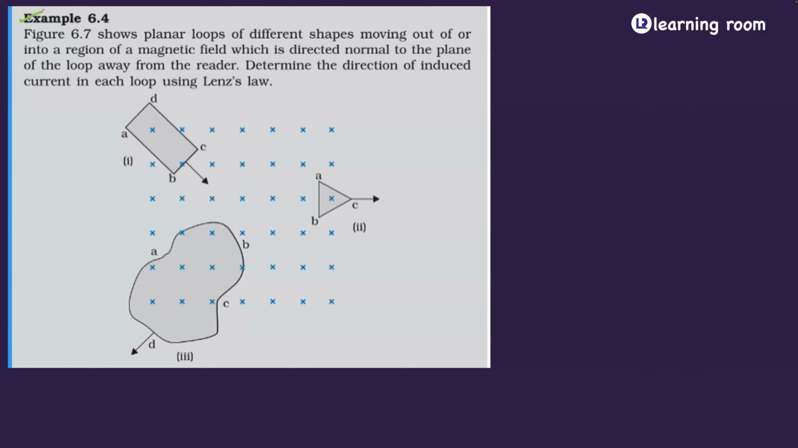The question says: figure 6.7 shows planar loops of different shapes moving out or into a region of magnetic field which is directed normal to the plane away from the reader. Determine the direction of induced current in each loop using Lenz's law. I'll give you the steps that you're supposed to follow.